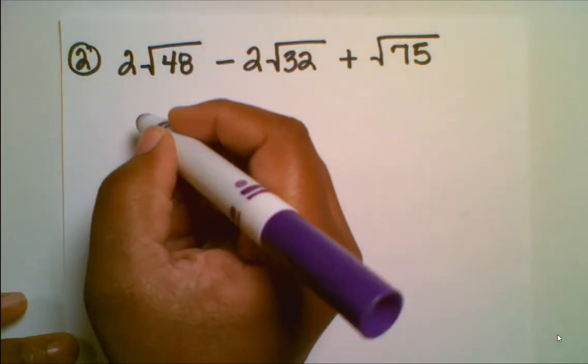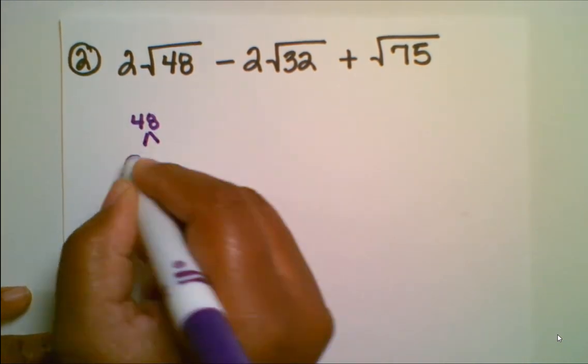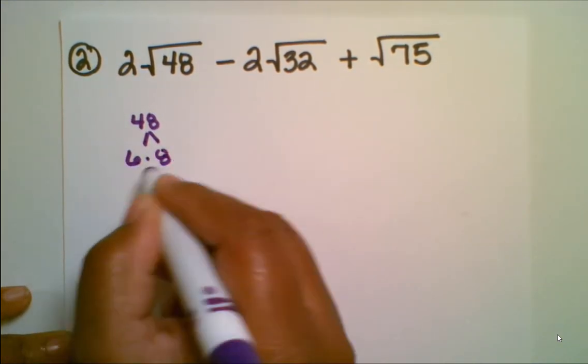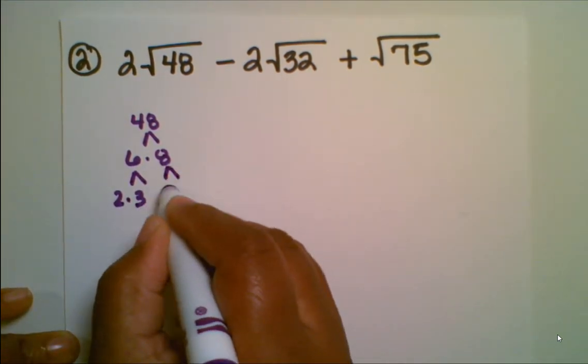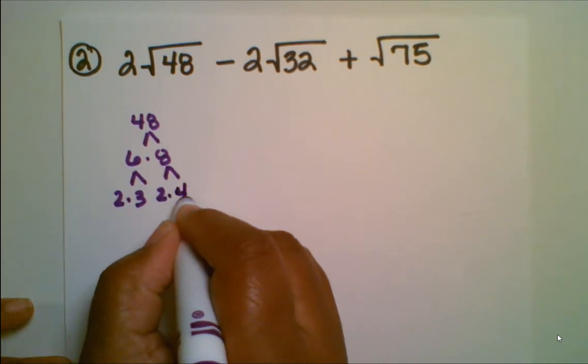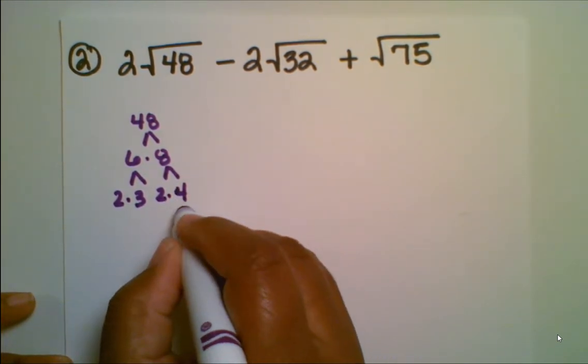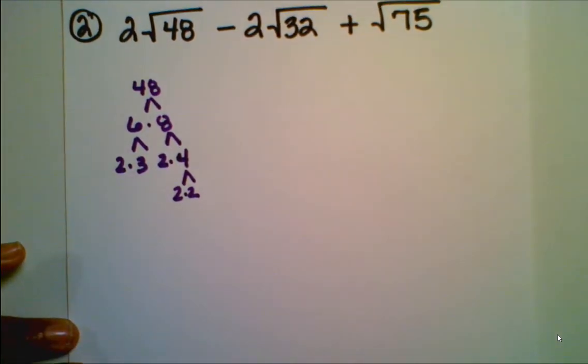Okay, so let's look at 48. We branch off 6 times 8. Branch off 6, we have 2 and 3. Branch 8, we have 2 times 4. Then branch 4, 2 and 2. So those are the prime factors for 48.